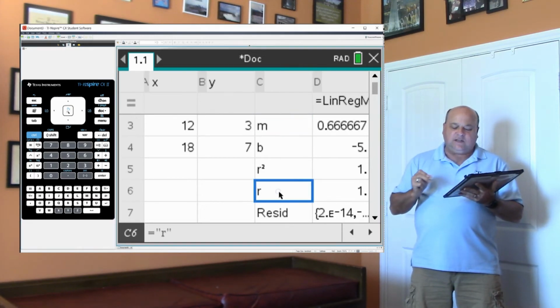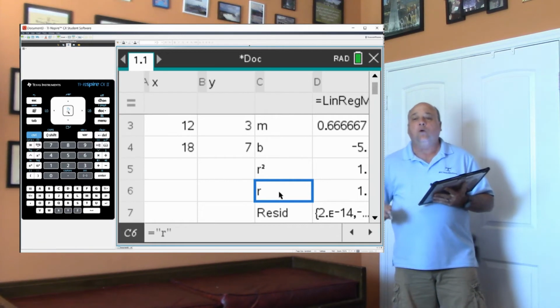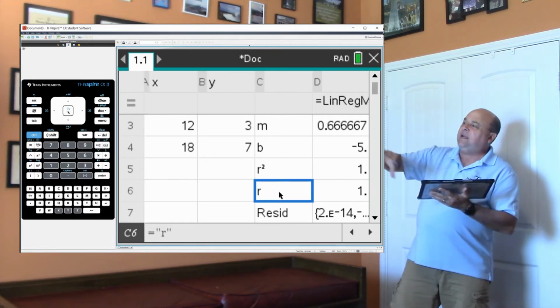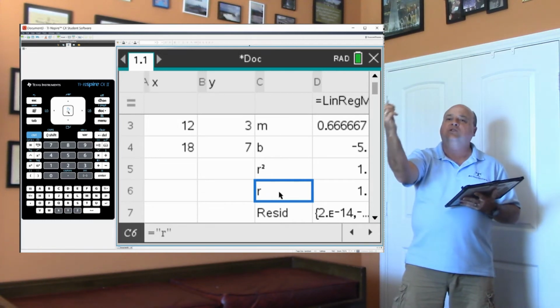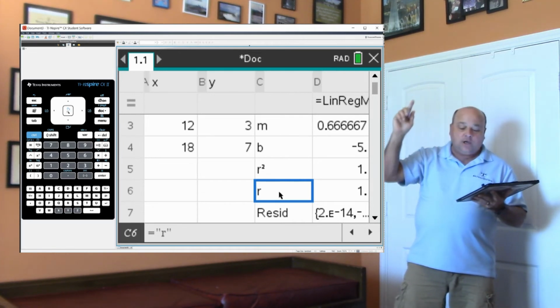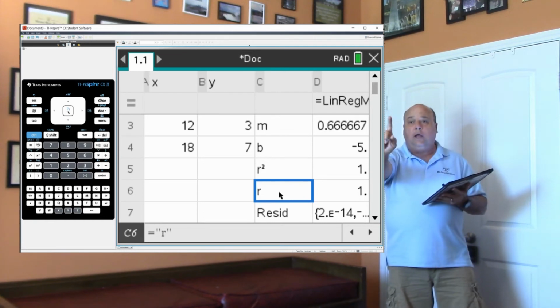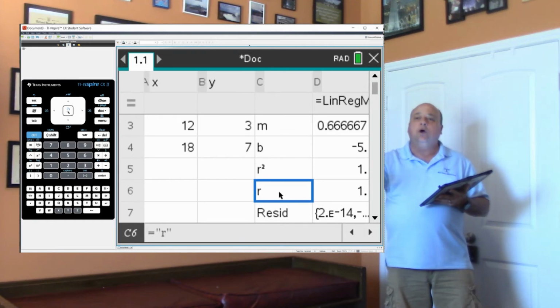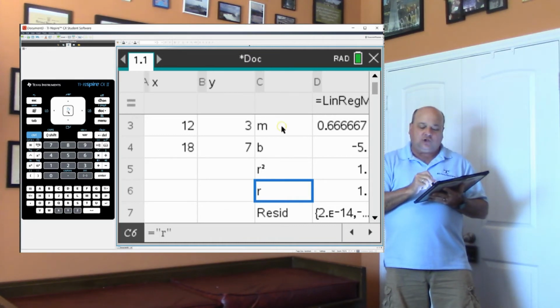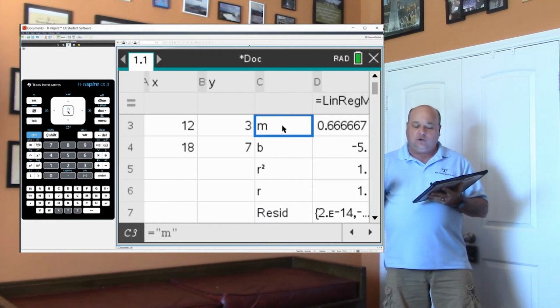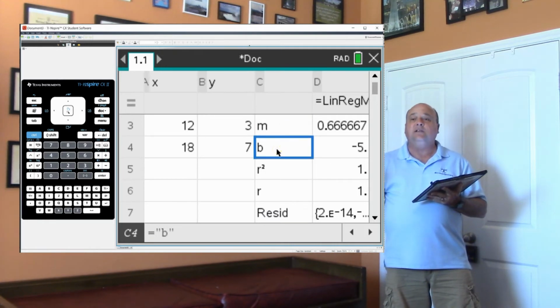Okay, do you see where it says R? That's something called the correlation coefficient. Normally a scatter plot, the dots are all over it. The R tells you how close those dots are to the line. Notice our R equals 1. That means we have a positive slope and every single dot is on the line. So this graph's a perfect line. Our slope, the M, is going to be 2/3 and our Y-intercept is -5.